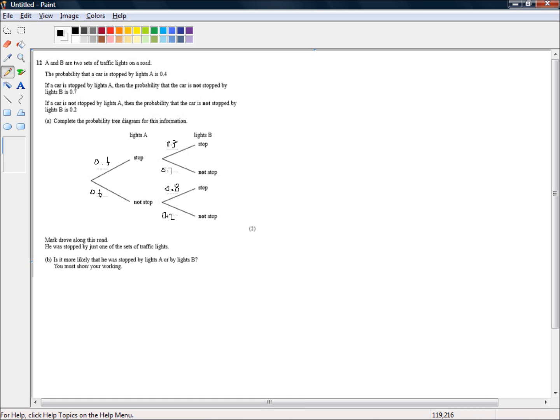So if he was stopped by lights A and not stopped by lights B, then that's 0.4 times 0.7, which is equal to 0.28, which represents the probability that he was only stopped by lights A. So 0.4 would be the probability that he was stopped by lights A or by lights B or both.